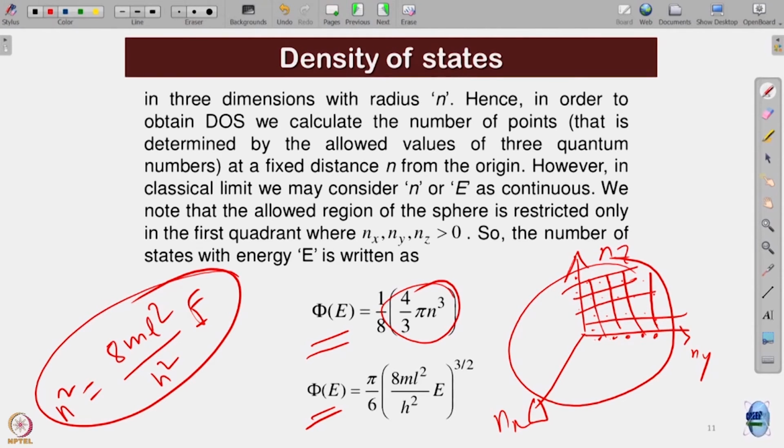Now, but this is not the density of states. I am interested in density of states. It is not the density of states. This is the total number of states. Now, how do you get density? What is the definition of density of states? Density of states is the number of states between E and E plus dE. That is the density of states.